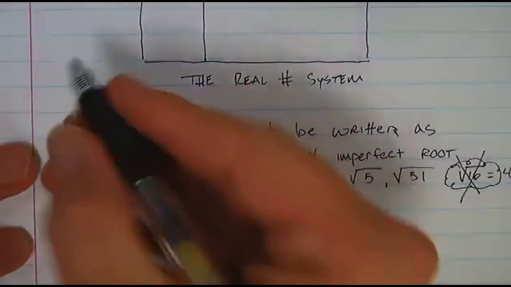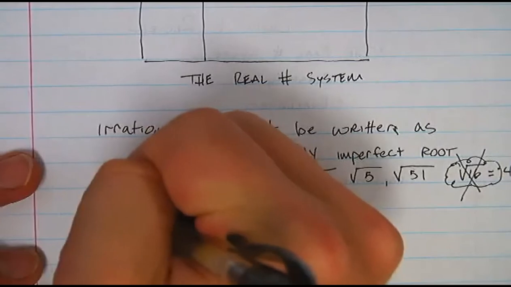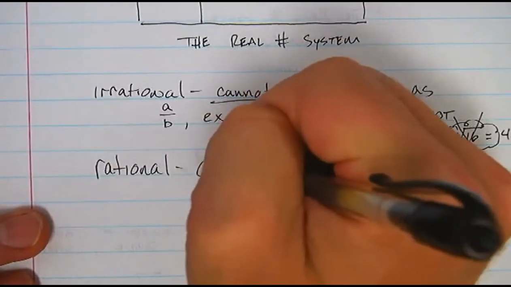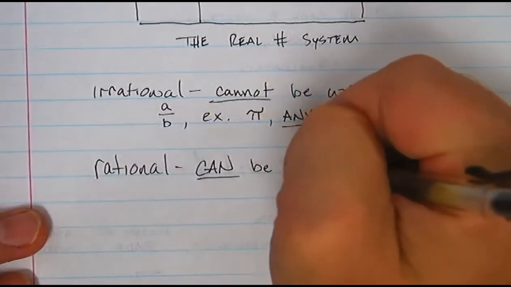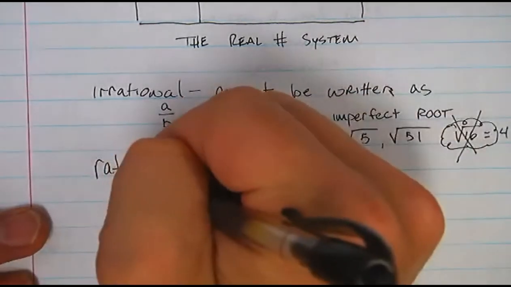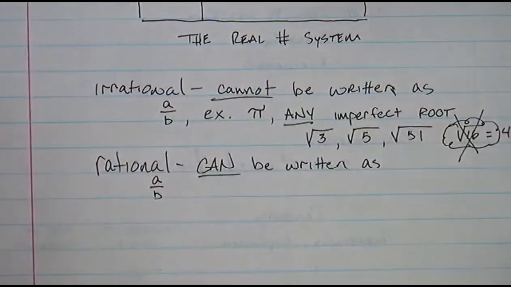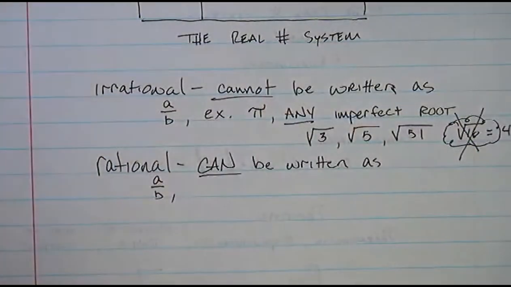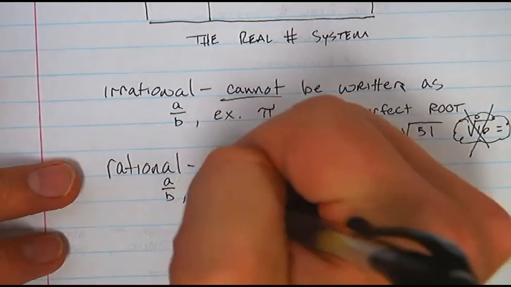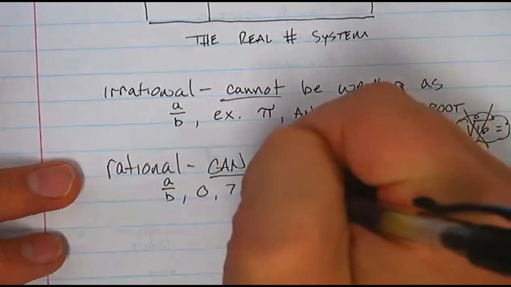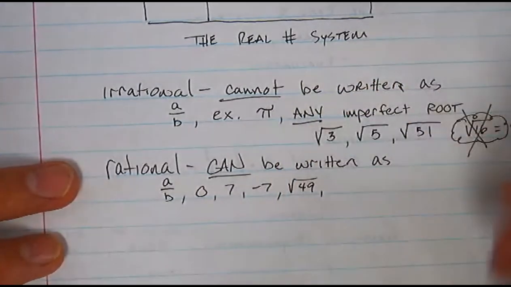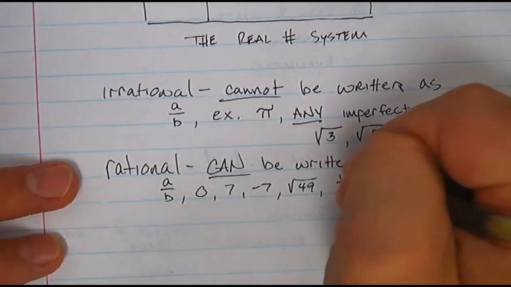Okay, so what does it mean to be rational? Well, it's just the opposite, right? So to be rational, it can be written as A over B. All right, so we can write it as a fraction. Obviously fractions are rational numbers, but so are whole numbers, right? 0, 7, -7, square root of 49, which is 7. Even things like 1/3.